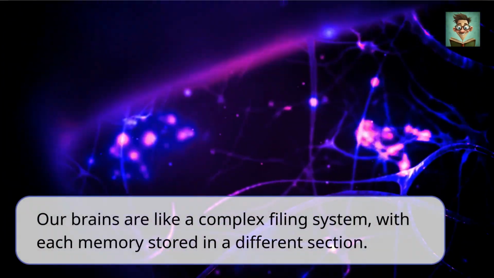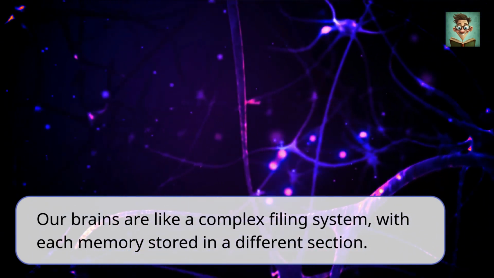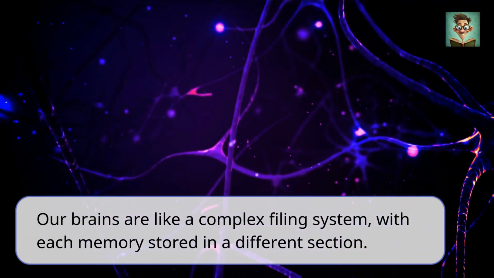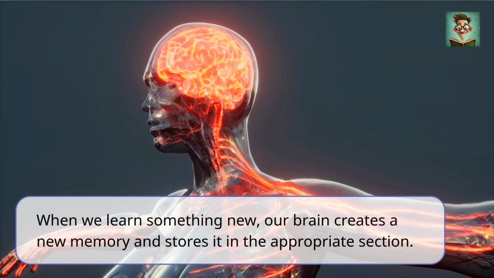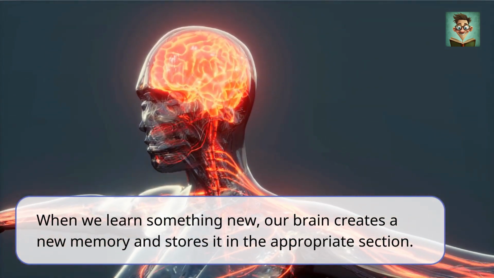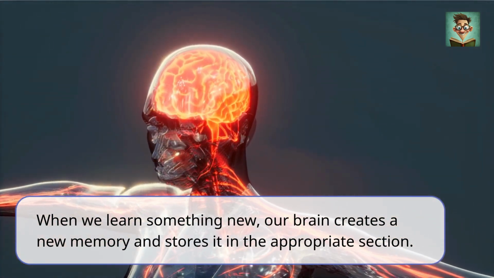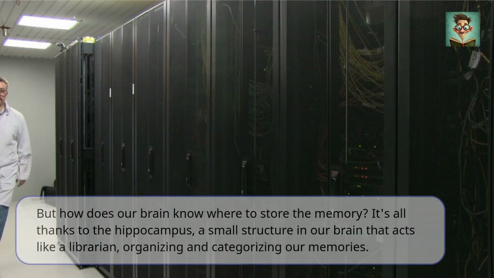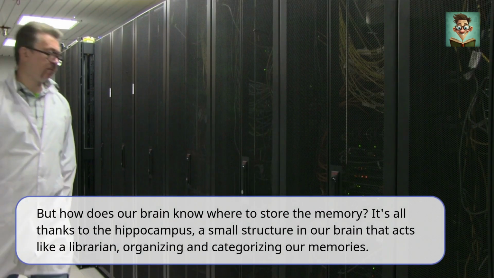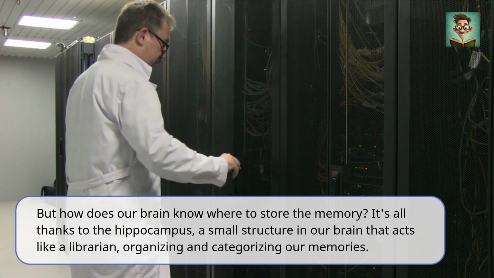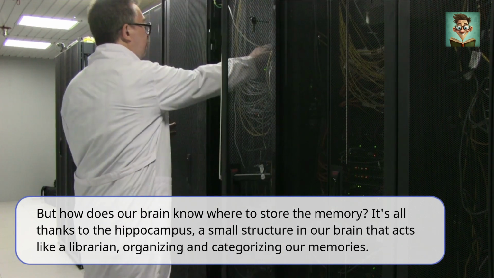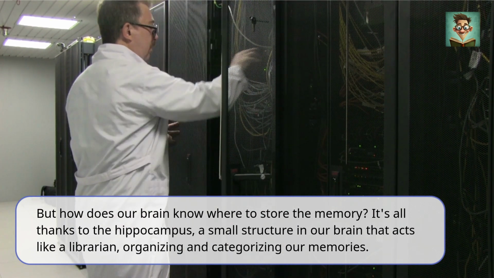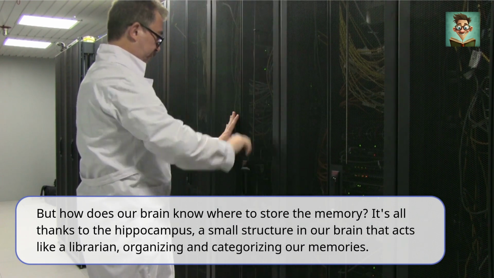Our brains are like a complex filing system, with each memory stored in a different section. When we learn something new, our brain creates a new memory and stores it in the appropriate section. But how does our brain know where to store the memory? It's all thanks to the hippocampus, a small structure in our brain that acts like a librarian, organizing and categorizing our memories.